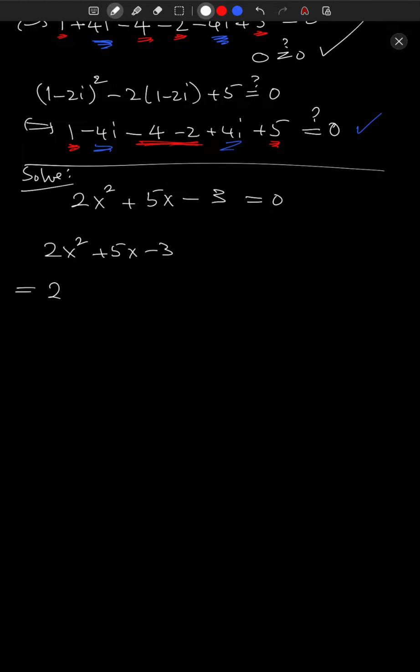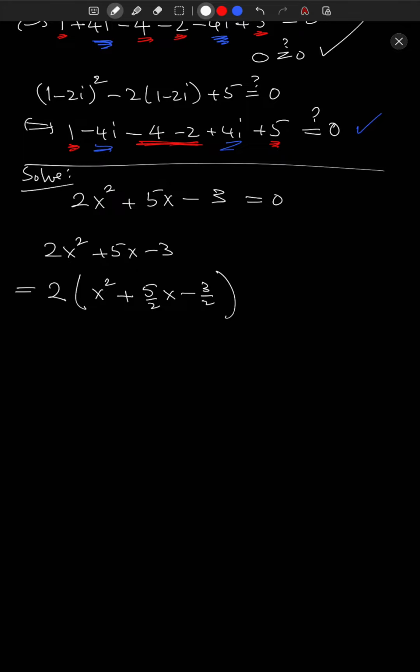So I'm going to write this as 2 times x squared plus, how do I pull a 2 out of a 5? Well, 5 over 2. How do I pull a 2 out of a minus 3? Minus 3 over 2. And you can always check this. When I multiply this 2 back in, I get 2x squared plus 2 over 2 times 5, so it's just 5x. And then 2 times minus 3 halves is just minus 3, so I match every term upstairs. So these two are for sure equal to each other.